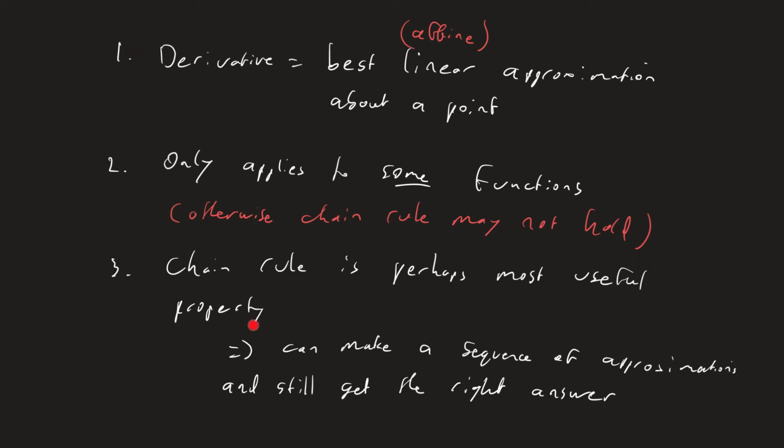Perhaps one of the most useful properties of calculus is the chain rule, because it says that we can make a sequence of approximations and still get the right answer. We get the right answer at the end of the day. The rest of this video will elaborate on these 3 points.